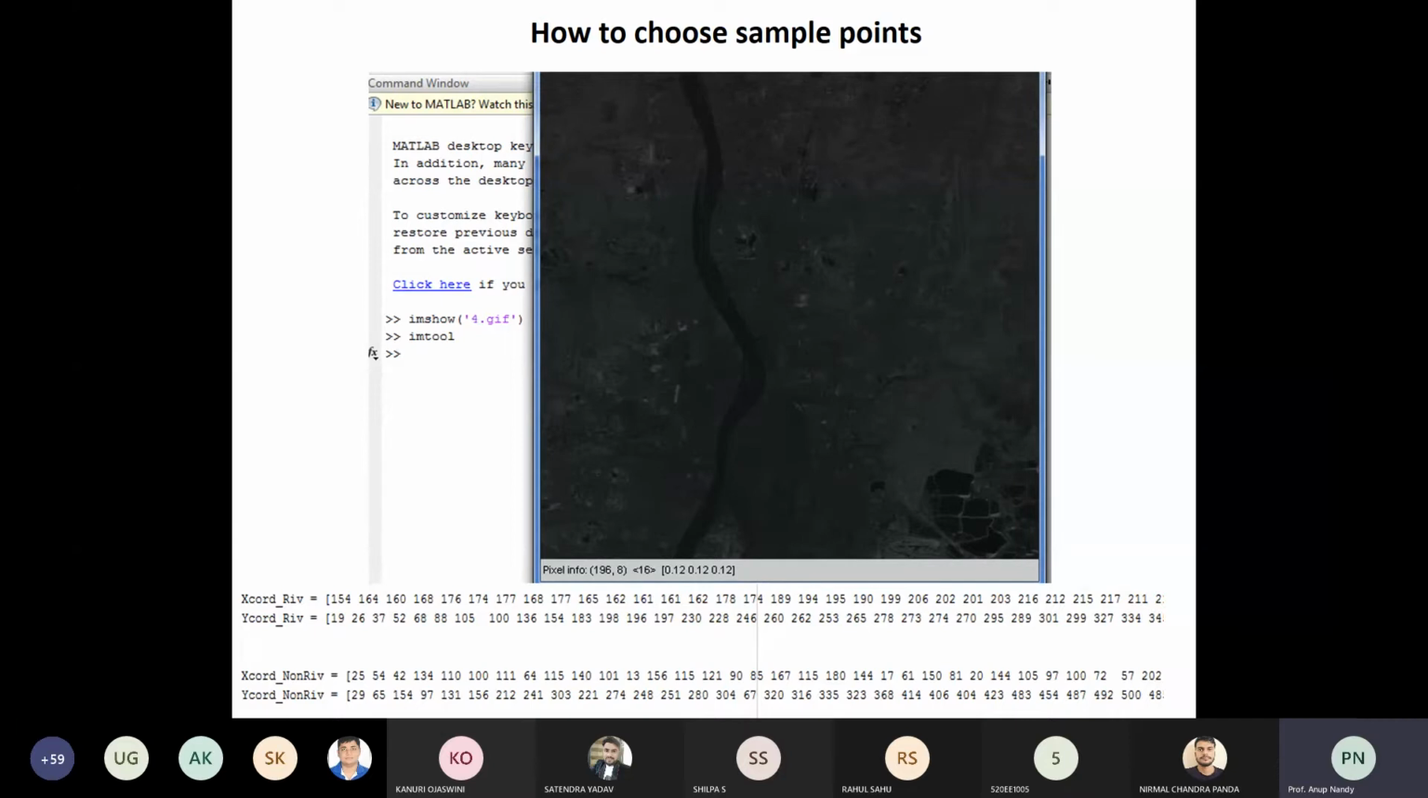Choosing the training sample points means that you know the class level for these sample points. As you are going to apply supervised classification techniques, the Bayes decision rule that we are going to use is a supervised classification. Then you know the class level for the sample points of the river class, and you know the class level for the sample points of the non-river class. Is that okay, or do you have any doubt?